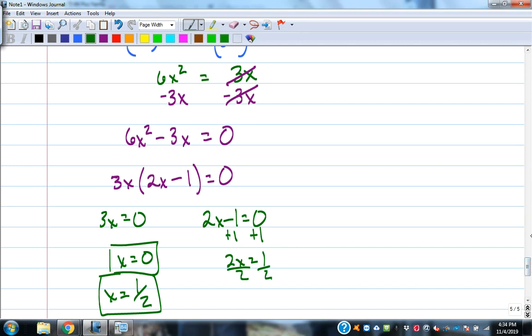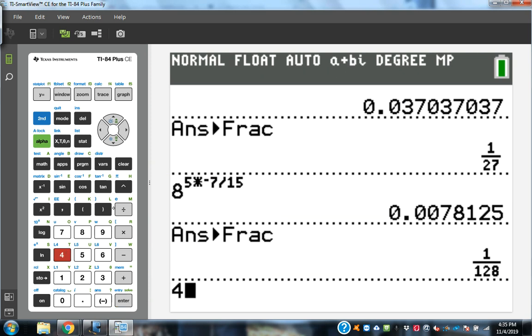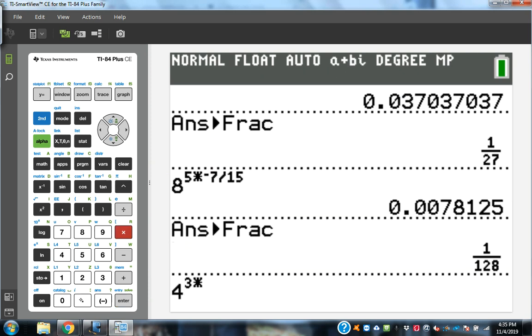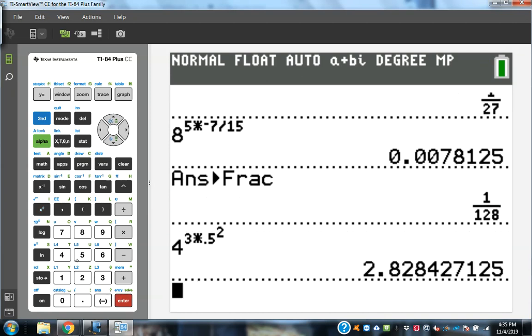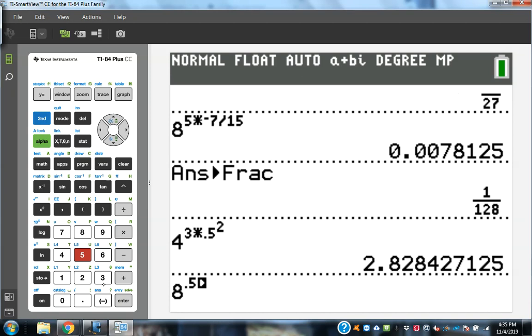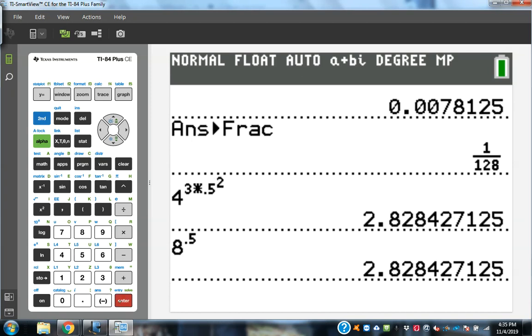If I plug in a 0, I get 4 to the 0 power equals 8 to the 0 power, which, anything to the 0 power is always what? 1. It's always 1. So that one, 0 works. And if I plug the 1/2 in there, I'm going to get 4 to the 3 times 0.5 squared. I get that answer. On the other side, I've got 8 raised to the 0.5. Exact same decimal there, so it checks, and both of those answers work.